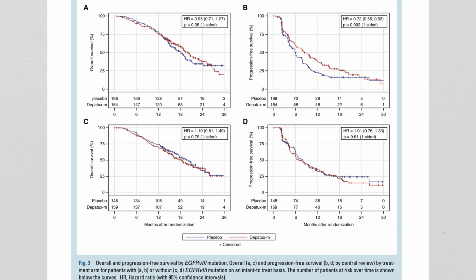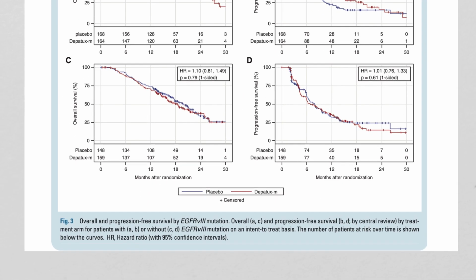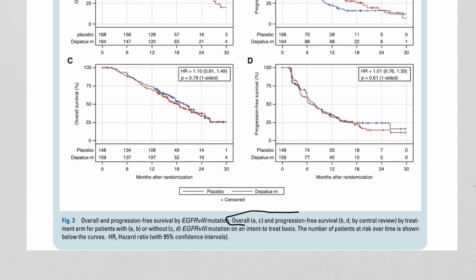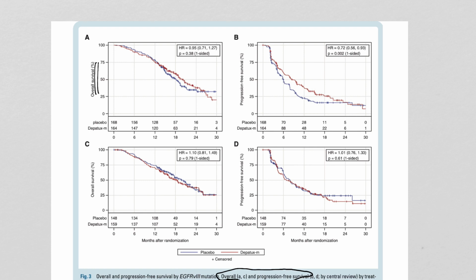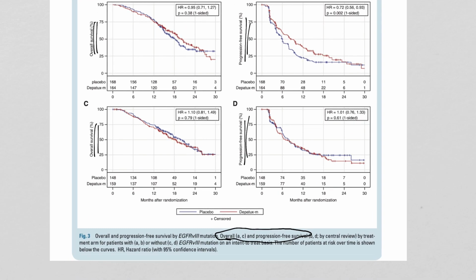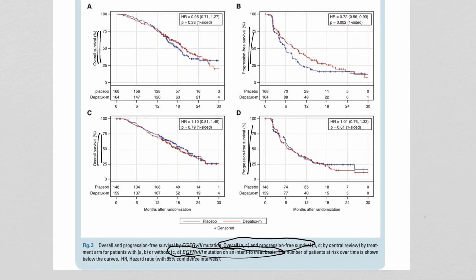All right, and it turns out the answer to that question is sort of. So we've got a couple things going on here. We're looking at, all right, overall versus progression-free survival. So A and B are both overall survival. B and D are both progression-free. And then we're looking at patients that either do or do not have the EGFR V3 mutation, right? So we're subdividing those patients, and A and B are with the mutation, C and D are without.